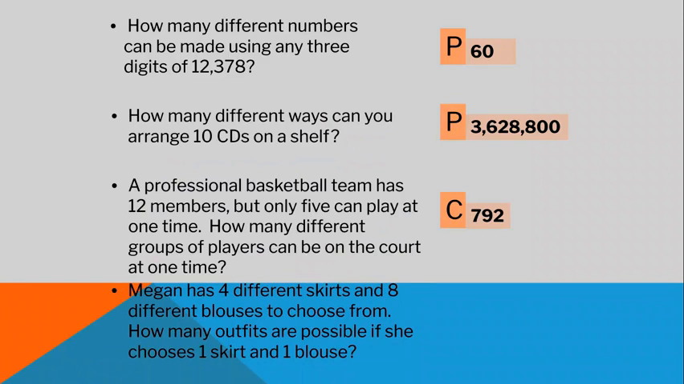Megan has 4 different skirts, 8 different blouses to choose from. How many outfits are possible if she chooses 1 skirt and 1 blouse? So did the order matter? It does not say, so we're assuming every skirt matches every blouse. So we're choosing 1 skirt, 4C1, and we're choosing 1 blouse, 8C1, and we multiply the result together to get our answer.